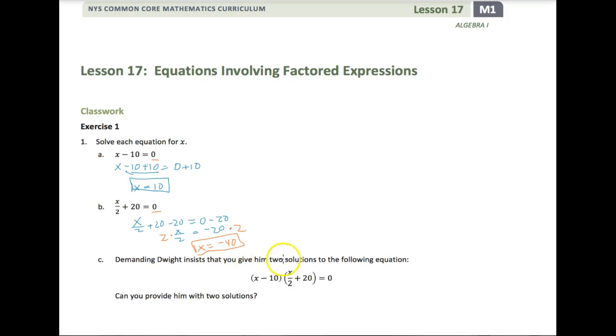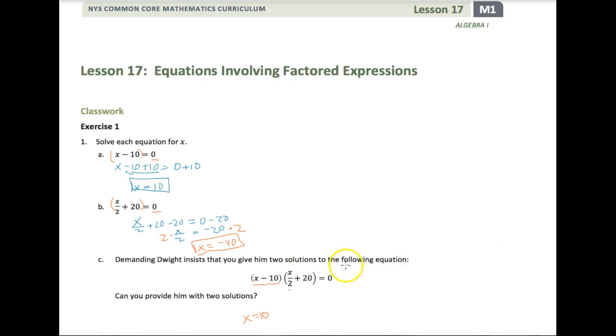Demanding Dwight insists that you give him two solutions to the following equation. x minus 10, that quantity, which is the one we looked at here. If we think about it, we could put a parentheses around this. And if we look at x divided by 2 plus 20, that's the one we have here. So if either one of those were 0, we'd get a 0. And so for this first parenthesis, if x equals 10, then 0 times whatever this is, it doesn't even matter, 0 times anything is 0.